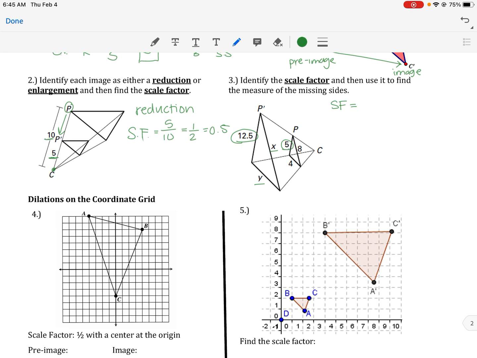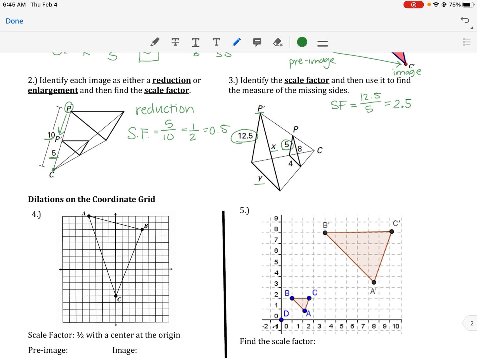We're going to do our new side, which is this P prime, which is 12.5, and we're going to divide it by the old, which is the one that has P, which is 5. As you take 12.5 and divide it by 5, you get 2.5, which means our new triangle is 2.5 times as big as the old one.